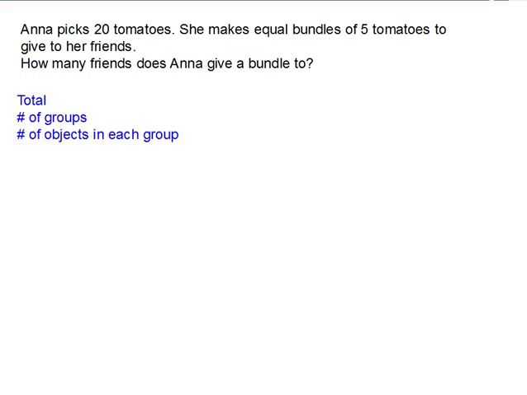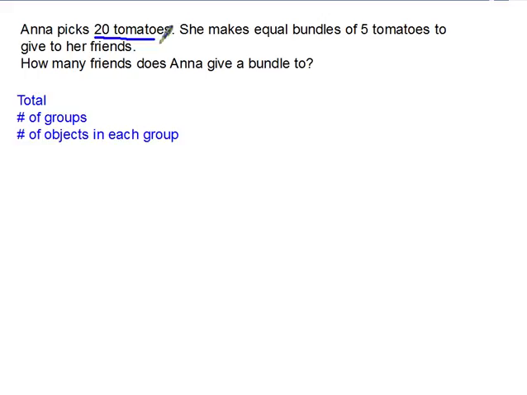And the last one. Anna picks 20 tomatoes. She makes equal bundles of 5 tomatoes to give to her friends. How many friends does Anna give a bundle to? Again, you're going to pause the video, identify the numbers, and solve with an array.